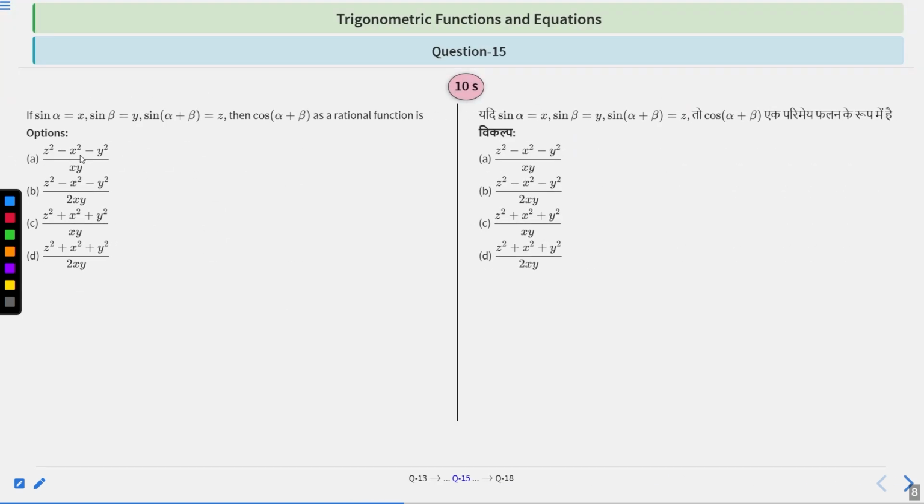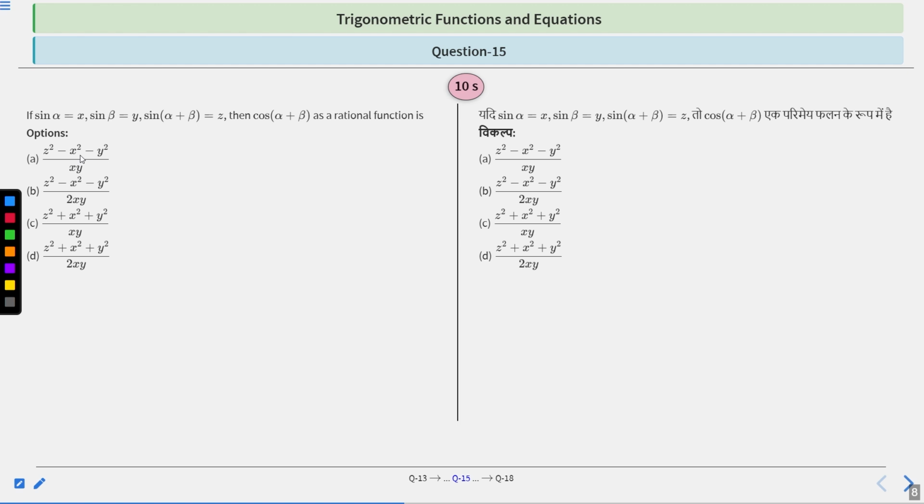Question number 15, which says, if sin alpha is equal to x and sin beta is equal to y, and sin(alpha plus beta) is equal to z, then cos(alpha plus beta) as a rational function is. So see, the hint of this question is we are given sin alpha, which is x, sin beta, which is y, and sin(alpha plus beta) is equal to z.